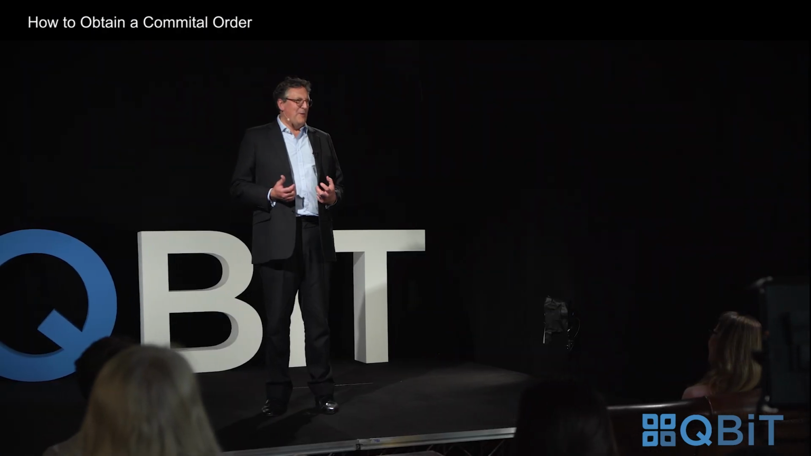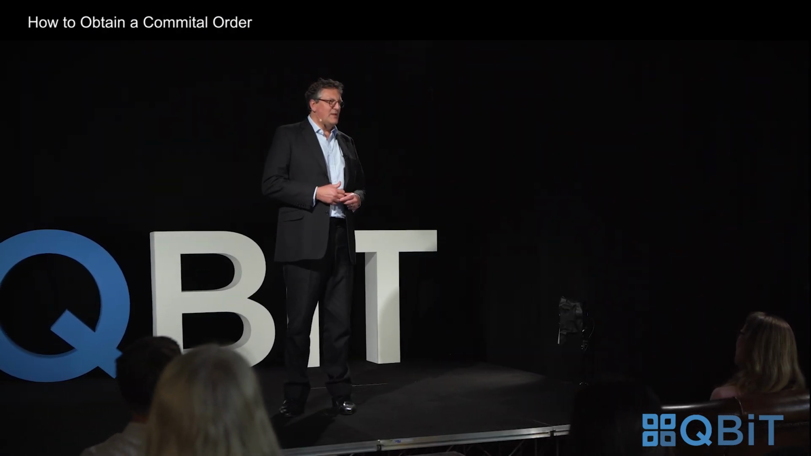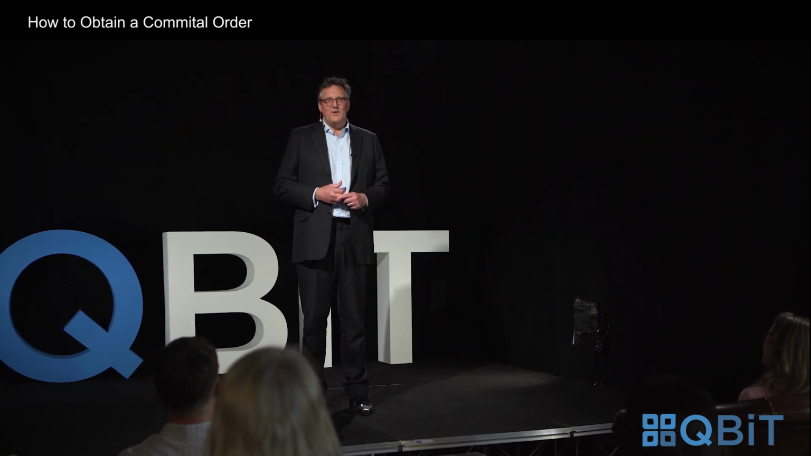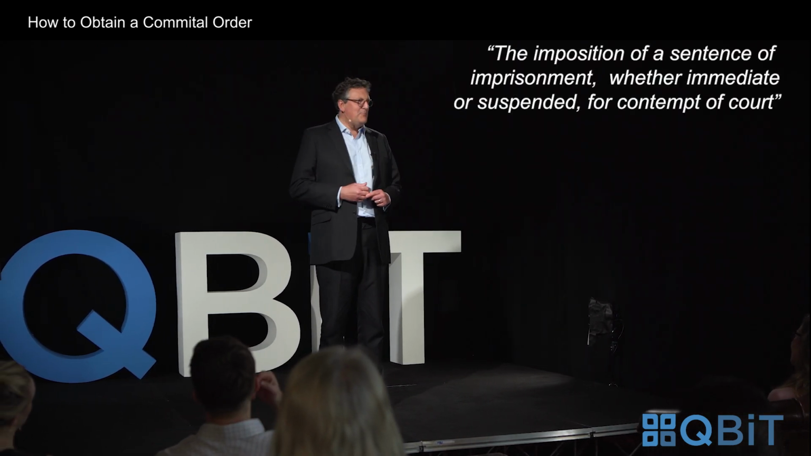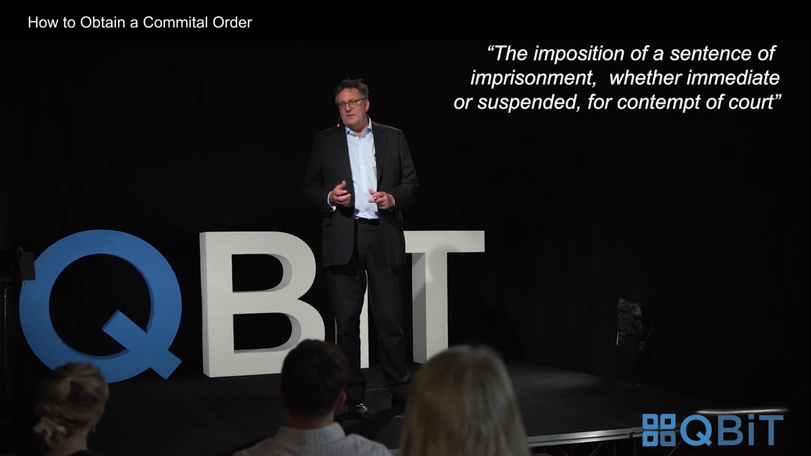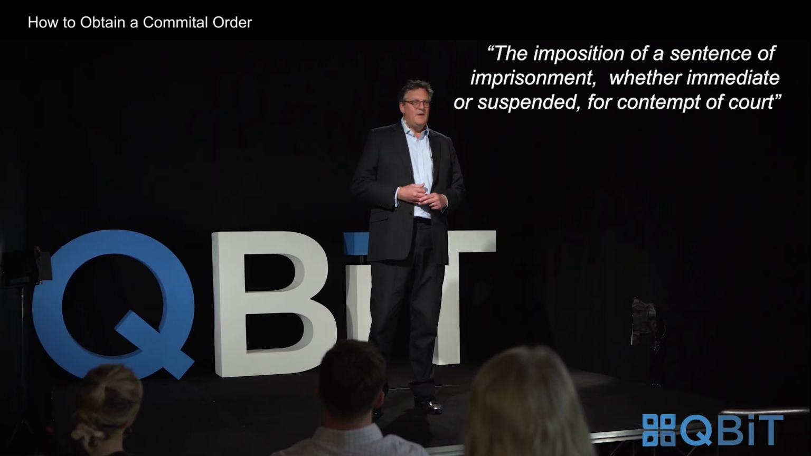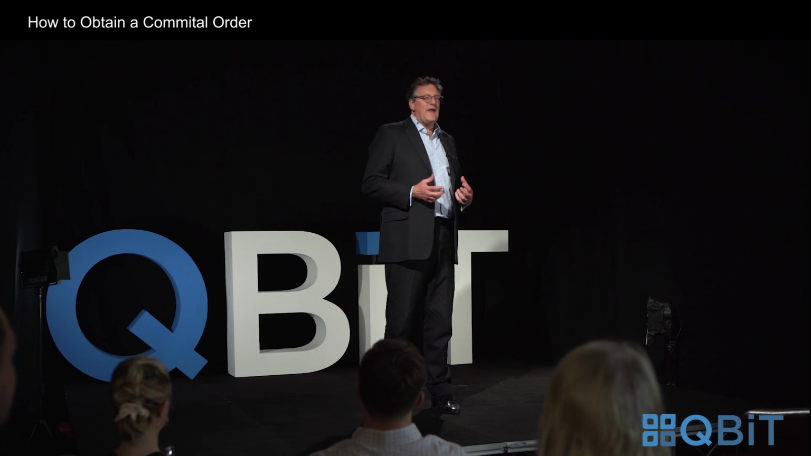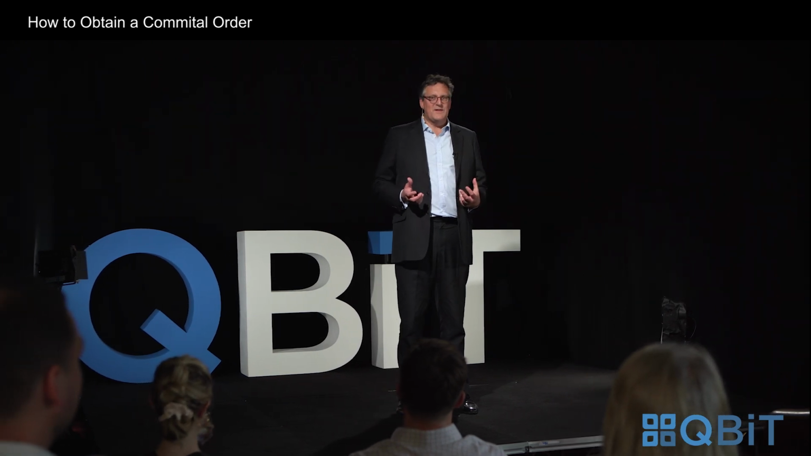I'm one of the barristers at Quadrant Chambers, and this QBiT talk is about how to obtain a committal order. So, what is an order for committal and how do you get one? Order for committal is defined in CPR 81.2, and it means the imposition of a sentence of imprisonment, whether immediate or suspended, for contempt of court. So, how do you obtain a committal order? It's easy. Have someone found guilty of contempt of court.